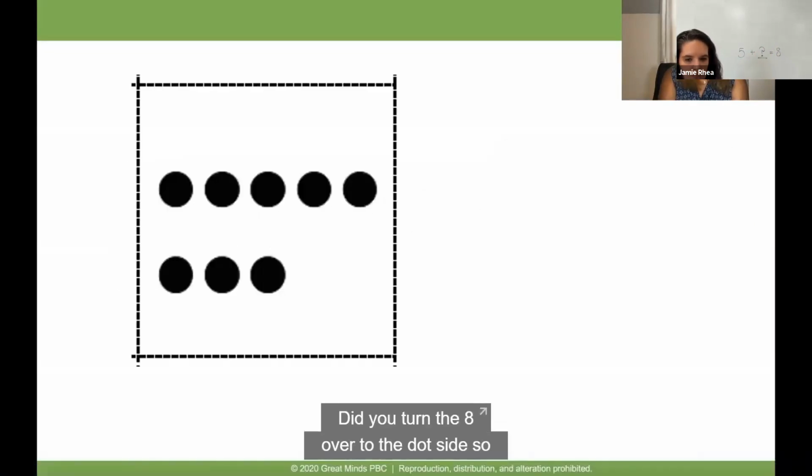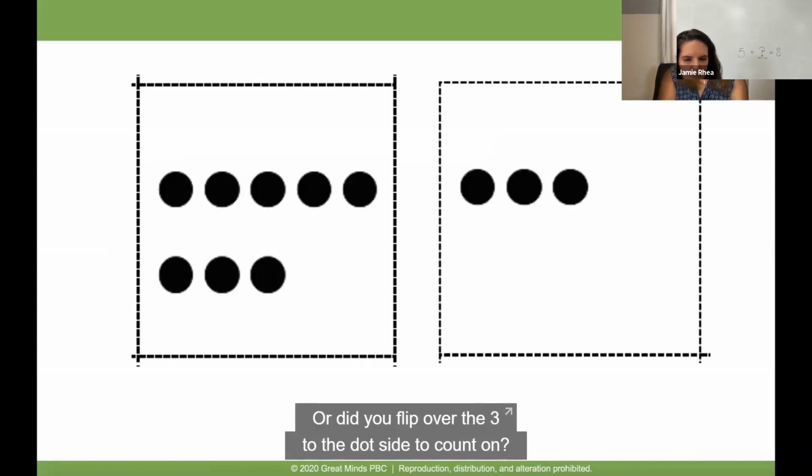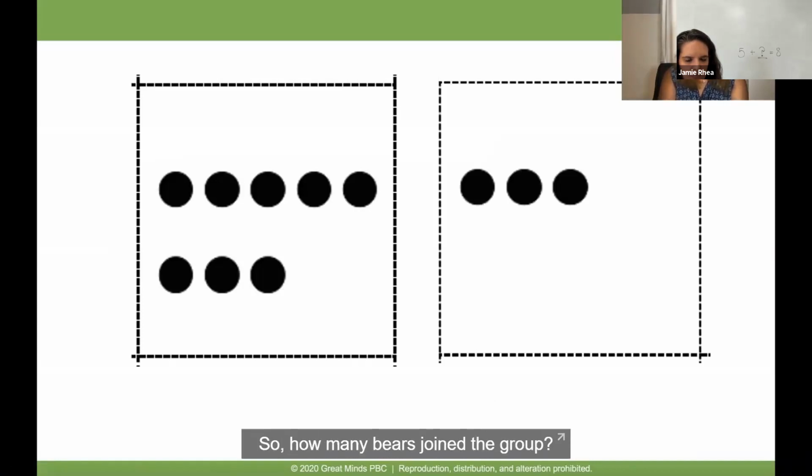Did you turn the 8 over to the dot side so that you could start with the 5 and count on? Or did you flip over the 3 to the dot side to count on? So, how many bears joined the group?